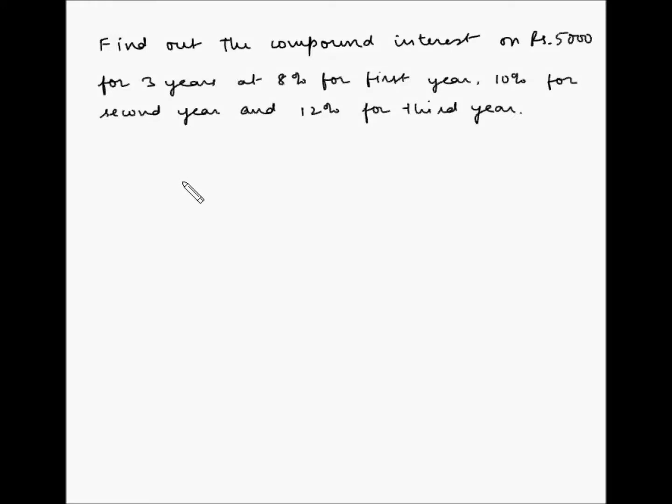Find out the compound interest on rupees 5,000 for 3 years at 8% for the first year, 10% for the second year, and 12% for the third year. So here an amount of rupees 5,000 has been lent at compound interest for a period of 3 years. So this is 3 years. This is the first year, second year, third year.